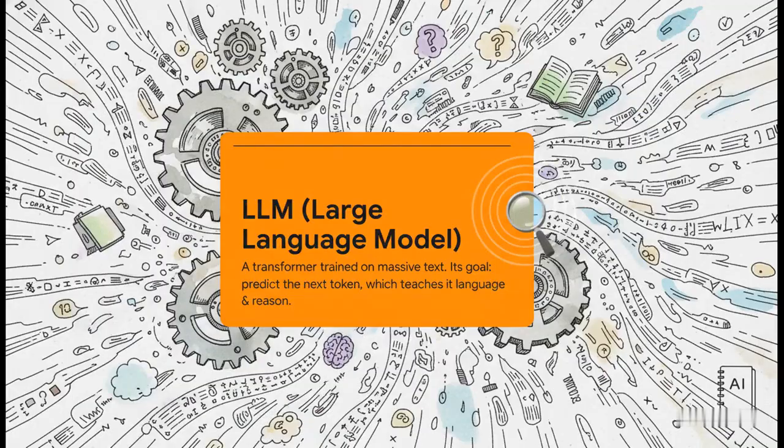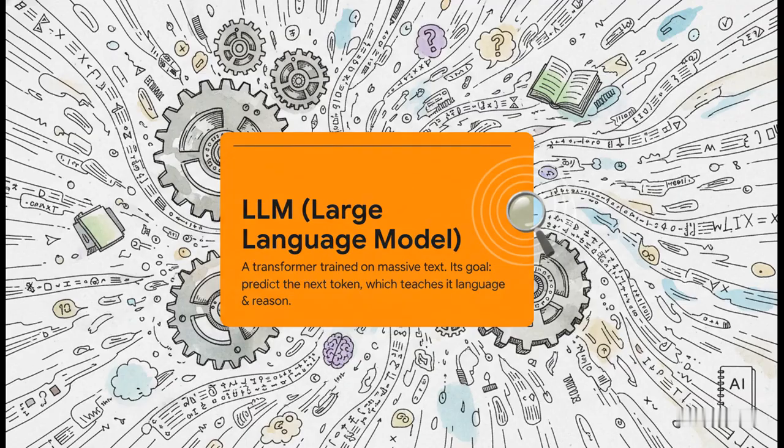Now, when you take that transformer architecture and you train it on a truly massive amount of text, like a huge chunk of the internet, you get an LLM, a large language model. And you know what's wild? Its main goal during training is incredibly simple. Just predict the next token. That's it. But by doing that billions and billions of times, it ends up learning grammar, facts, patterns, and even a kind of reasoning.